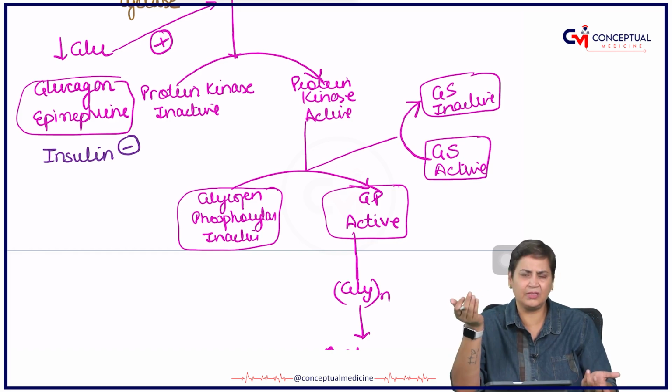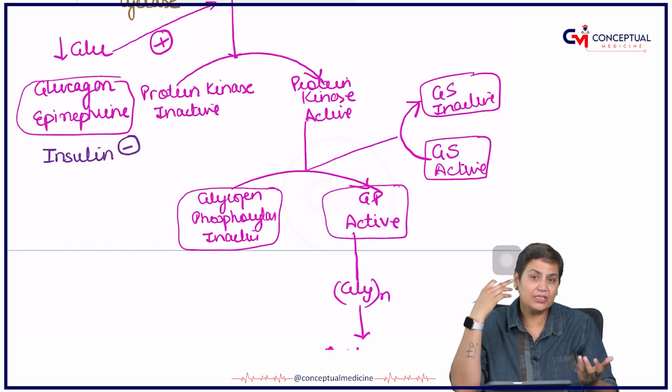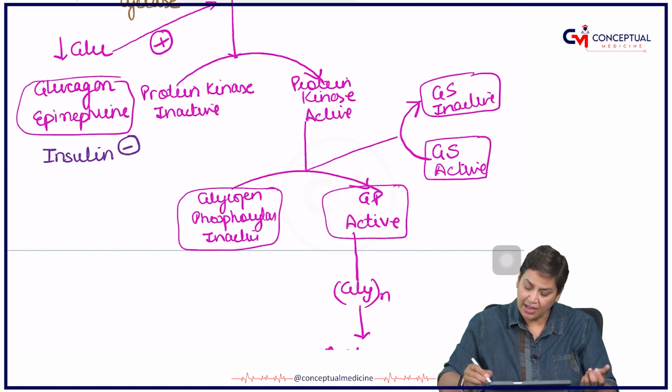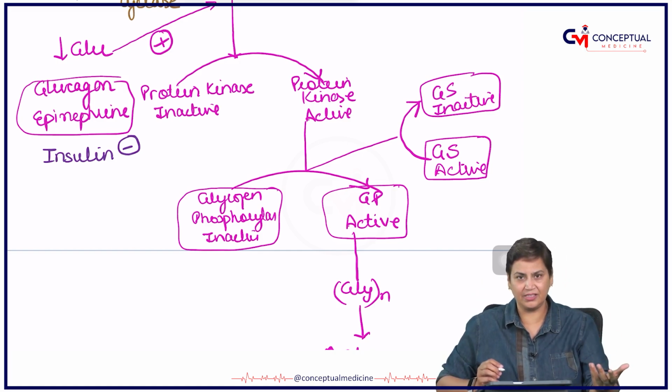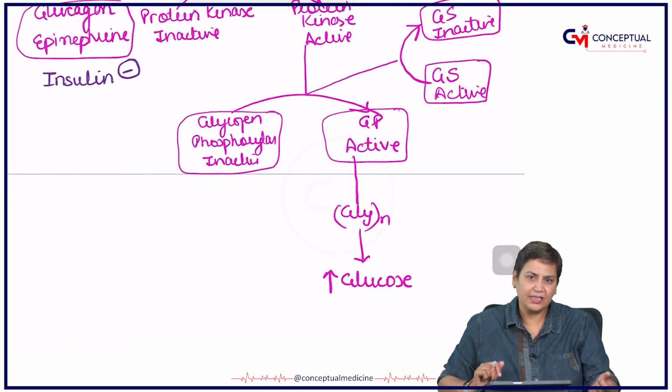Because only one thing can remain active. If glycogen phosphorylase is active, glycogen synthase will be inactive. Now if we come over to another concept, the concentration of glucose is increasing.